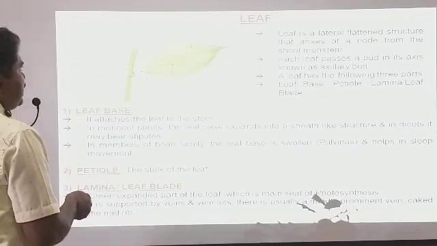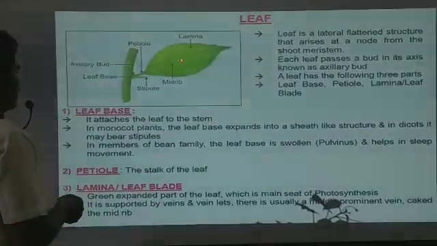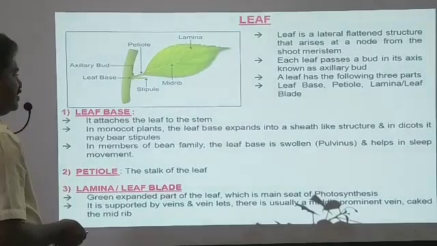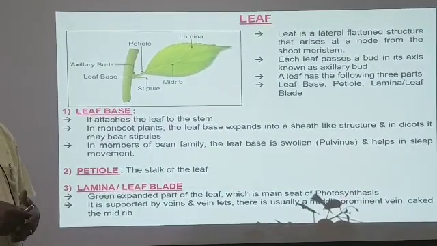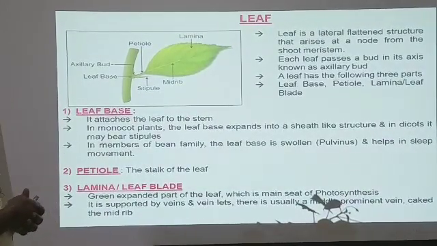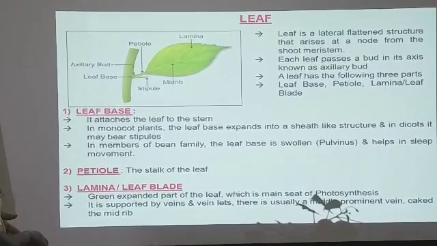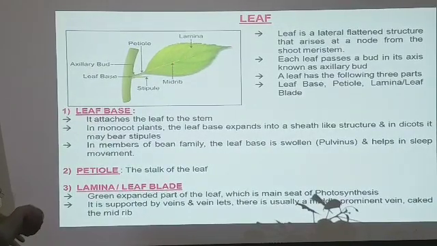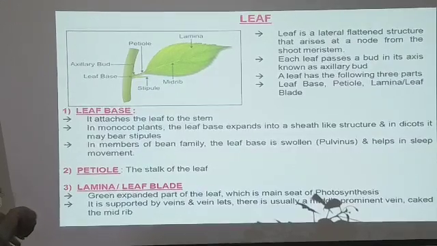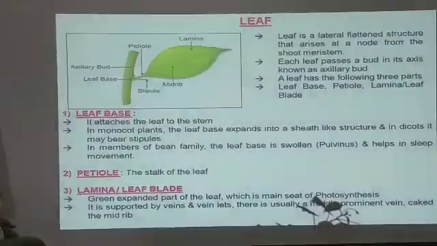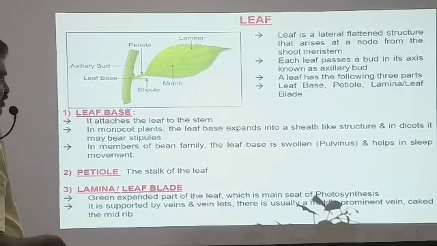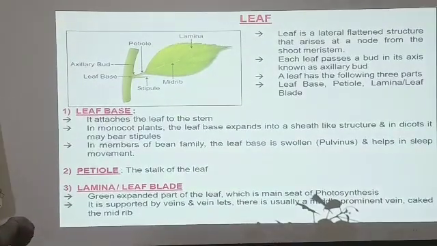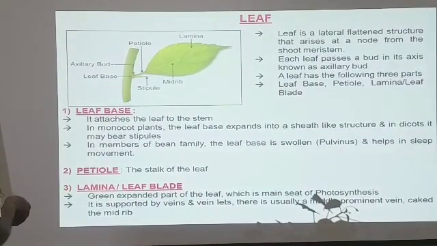The leaf blade or the lamina is expanded and is the main seat for photosynthetic activities, and it is supported by veins. Veins and veinlets are there, and the main prominent vein is the midrib.